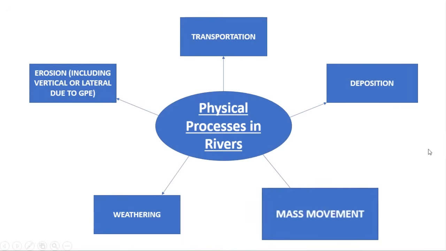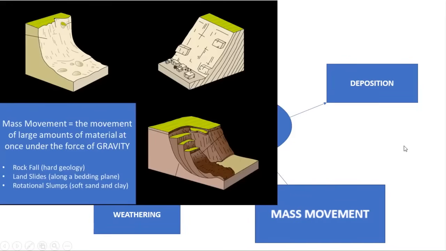So mass movement, again, don't need to dwell on this too much. Exactly the same mass movement processes you need to know as in coasts. It's just that they're happening on the banks of the river rather than at a cliff face. Okay, so rock falls with harder river geologies, mainly going to be found in things like V-shaped valleys in upland areas where it's colder. Landslides along a bedding plane, again, if it's orientated that way, less likely, but also rotational slumps. So sand and clay, the banks can go in.